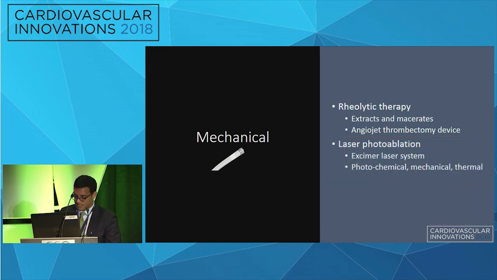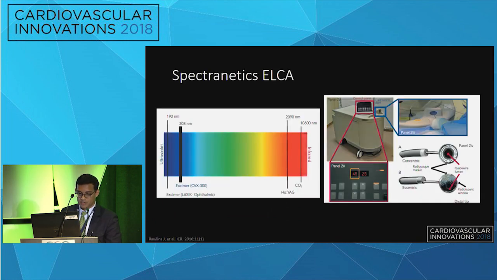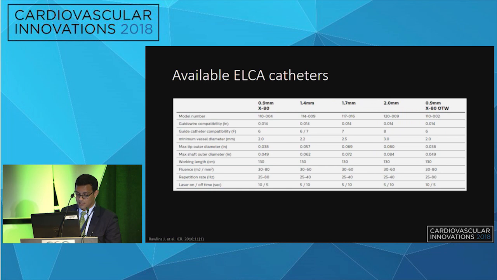The second option is laser atherectomy, which uses photochemical, mechanical, and thermal sources. It uses pulsed wavelengths at 308 nanometers that allow thrombus to be vaporized, and there may also be an antiplatelet effect in stunning the platelets and preventing further aggregation. The catheters are available from 0.9 up to 2 millimeters.